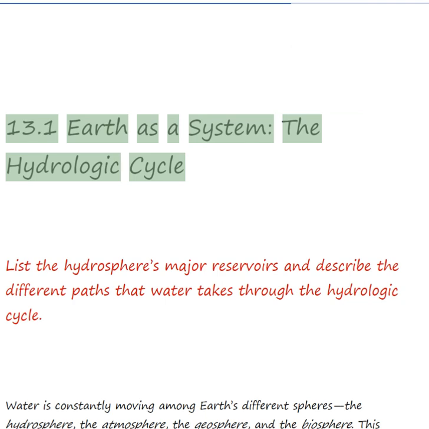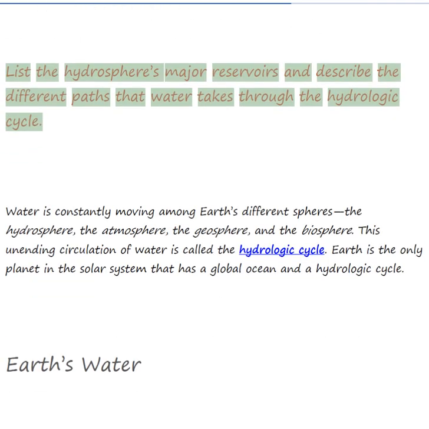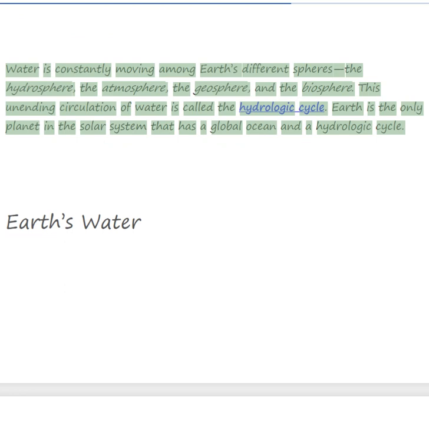13.1 Earth as a system, the hydrologic cycle. List the hydrosphere's major reservoirs and describe the different paths that water takes through the hydrologic cycle. Water is constantly moving among Earth's different spheres: the hydrosphere, the atmosphere, the geosphere, and the biosphere. This unending circulation of water is called the hydrologic cycle. Earth is the only planet in the solar system that has a global ocean and a hydrologic cycle.